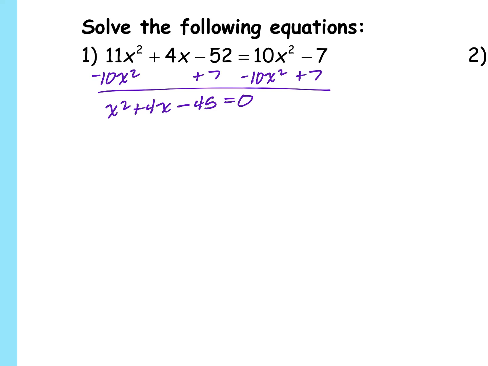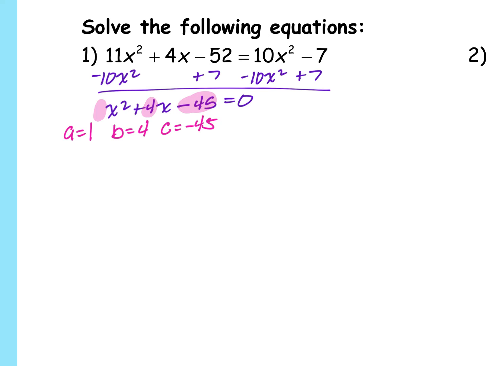And so I'm going to identify A, B, and C. So A is going to equal 1, B is going to equal 4, and C is going to equal negative 45. So it's the numbers here, here, and here. Okay? Are there any questions on how I found those numbers? Everyone's okay? All right, so here we go.